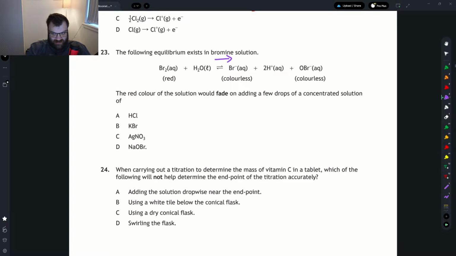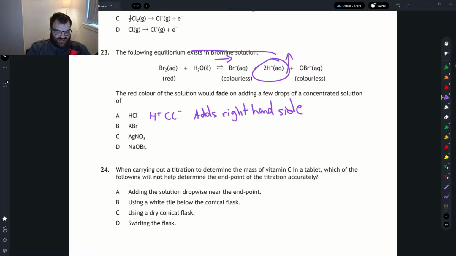Okay, what's going to make us do that? Now, we have got hydrochloric acid. Now, hydrochloric acid is H plus Cl minus. And that would add more H plus to the right hand side. And to fix that problem, this gets used up by making more of the left. So it's the reactant in the backwards reaction. In the backwards reaction, that means it would shift left, which makes it more red.